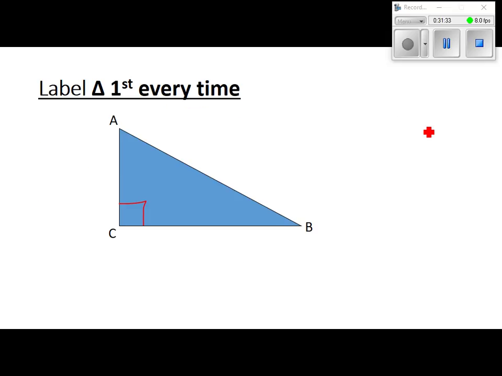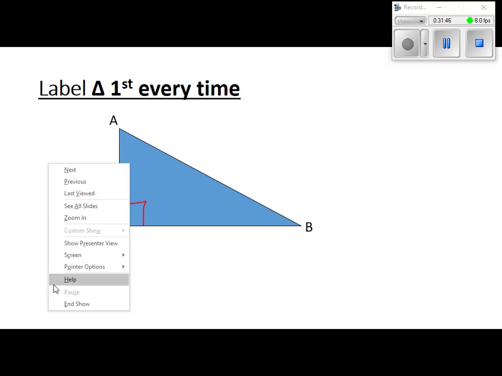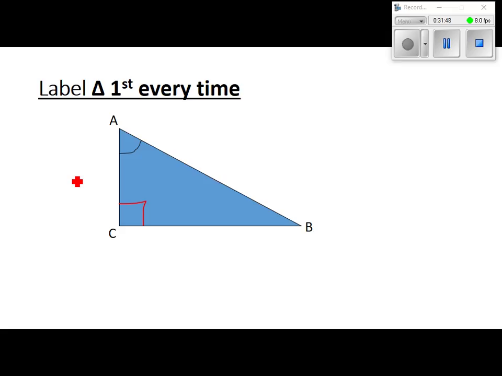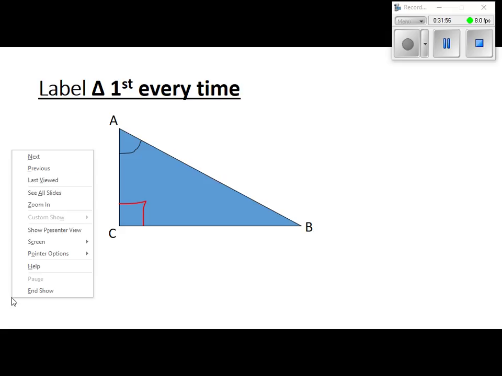So the first thing you're going to do every single time, the very same as with the 45, 45, 90 and the 30, 60, 90, the first thing you're going to do is label it. So if I want to deal with angle A right here, I'm not dealing with angle B, I'm dealing with angle A. What I'm going to do, I'm going to label it this way.